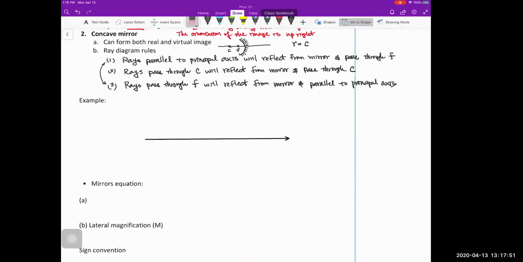Okay, so here I have a line. And let me draw a curve which represents my mirror. This is the mirror. This is a concave mirror. It has a point called the F, and it also has a point called the C.